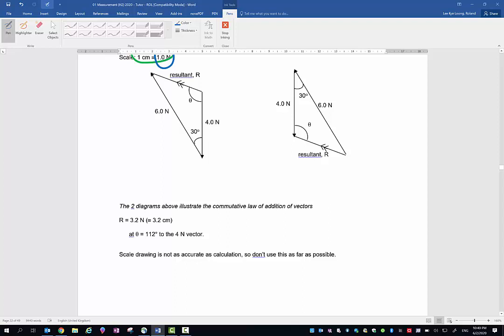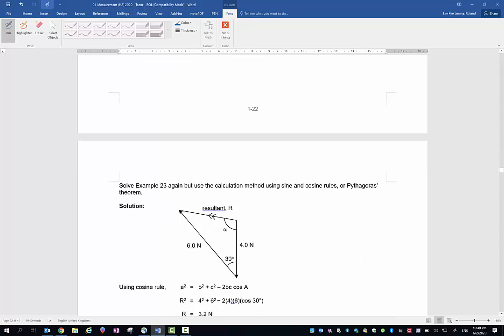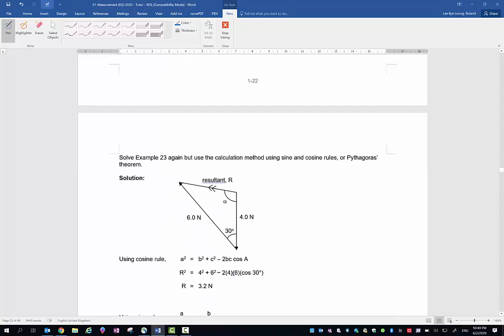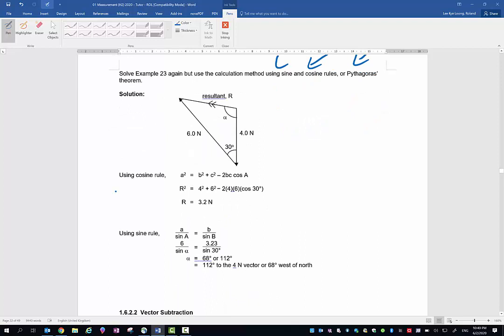But other than that, don't worry too much about it. Now, another method is to use the sine rule, the cosine rule and the Pythagoras theorem. These are the mathematical ways of doing it. You know the cosine rule: a squared equals b squared plus c squared minus 2bc cosine A, where the angle A is the angle between the two sides b and c. So you can calculate and you can get it.